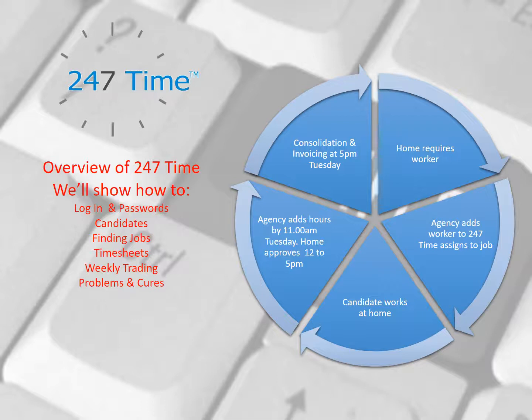But as you can see here with this virtual circle, typically what happens is a home will come and require a worker from you. And as an agency, what we ask you then to do is to add that worker into 247 time, assign them then to a job role for that particular home. Then the candidate typically goes and works at a home. Then once a week, we'll ask you to go in and just put the hours that a candidate has actually worked along with some additional information.